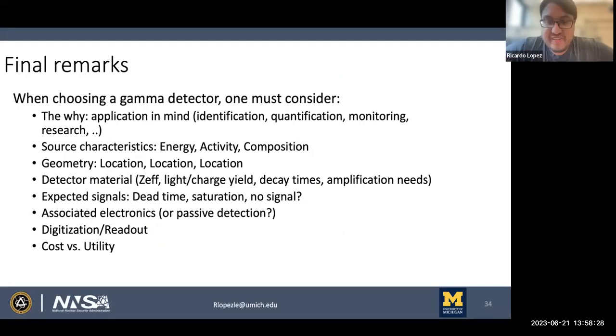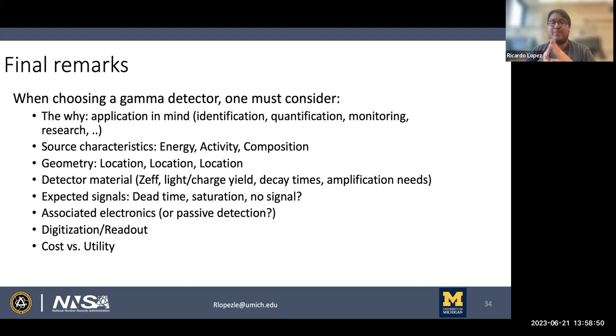And then final remarks, since I think we're close to being done with the time. So when choosing a gamma detector, there's a lot of things to consider. Of course, there's the application that you're going to be using such a system. There's going to be the characteristics of the source that you may be dealing with. What kind of energy is it? What kind of activity are you dealing with? Where is it going to be?